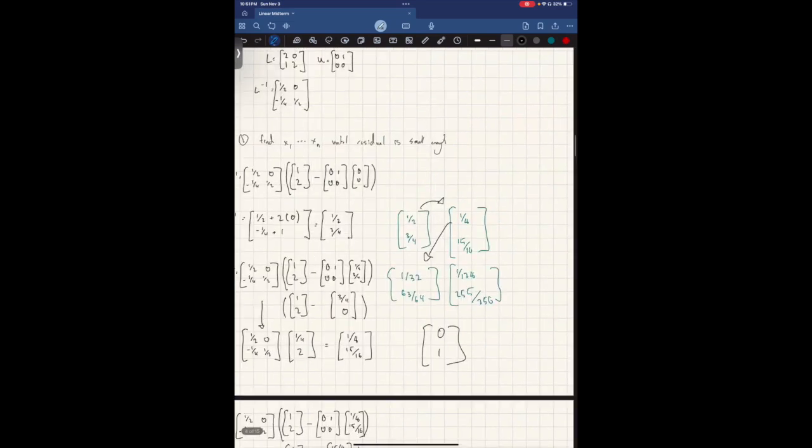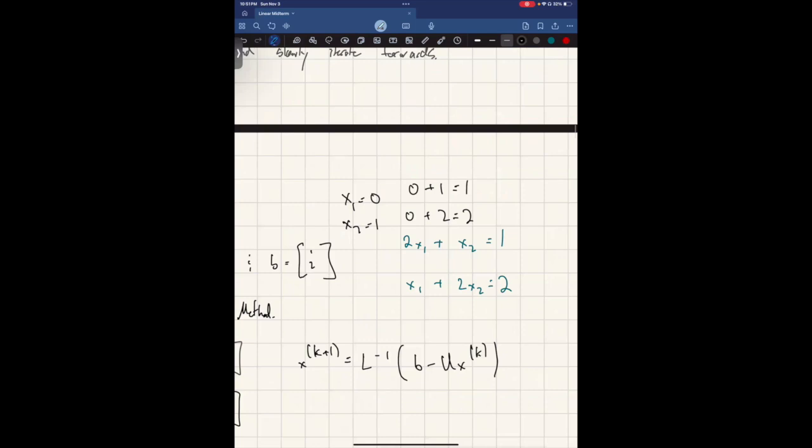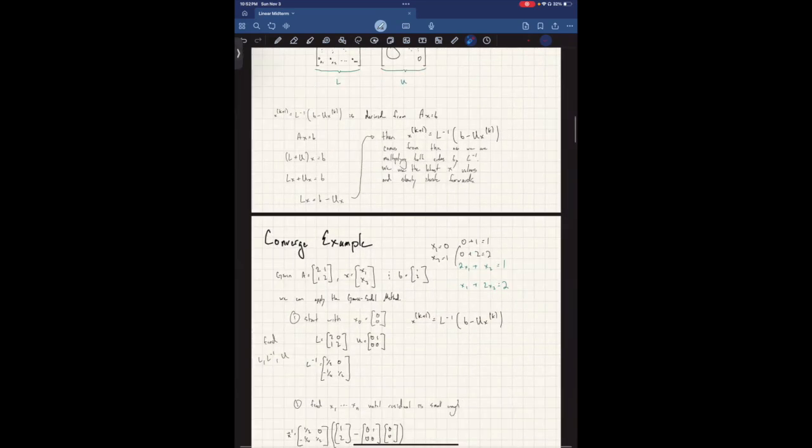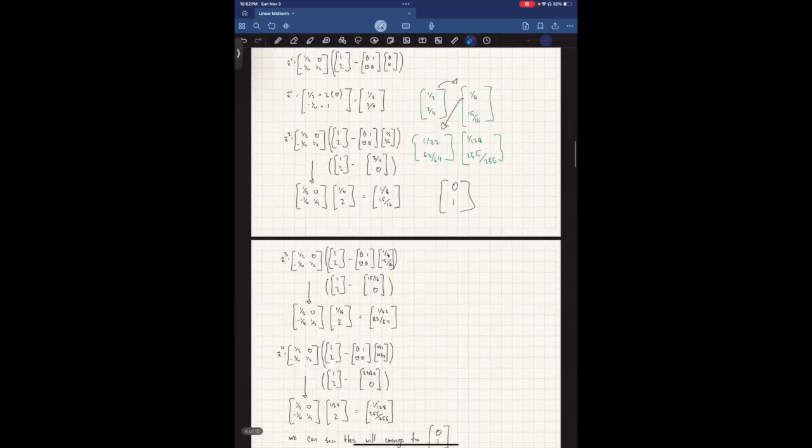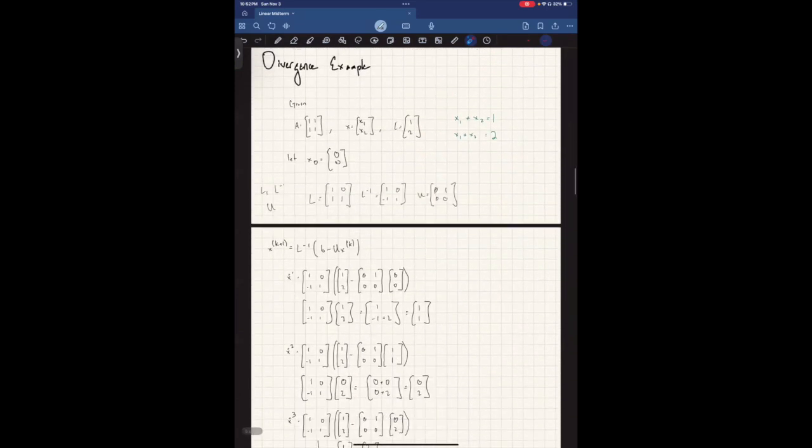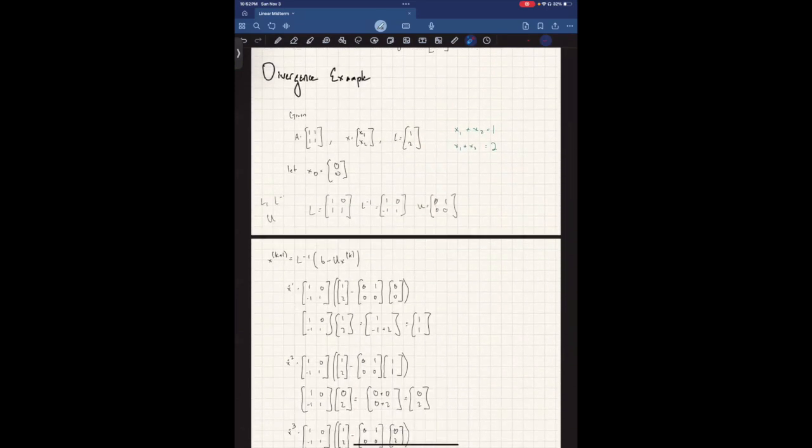And above, I had it written out, whereas if x1 is 0, we get 0 plus 1 is equal to 1, which satisfies the first equation, and then we'd get 0 plus 2 is equal to 2, which would satisfy both equations, and we can see that this convergence would yield us the correct answer. And so now going to the example for divergence of the Gauss-Seidel method, we can see off the bat that it's not going to work.